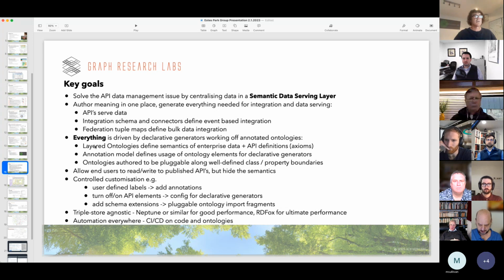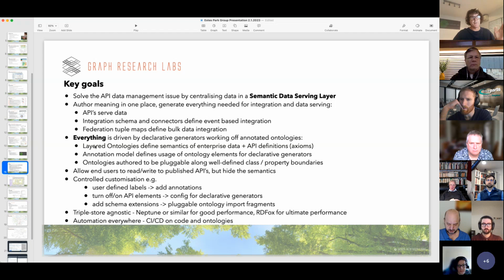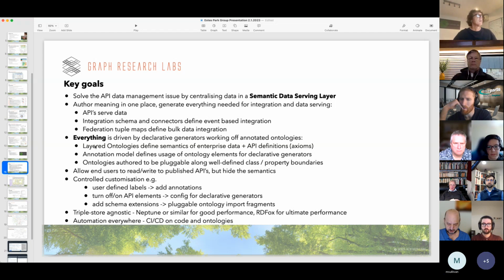The ontologies themselves are authored to be pluggable, and they have very well-defined boundaries. I'll show what that looks like in a minute. So effectively, for different vertical problems, they can plug into each other. But the really interesting thing that we're doing here is that we're going to allow end users, having standardized the model, to publish these as an API, so that the end user can read and write against that API. They can pull down the YAML. They can generate code at their end, which is an incredibly common use case with API technology.